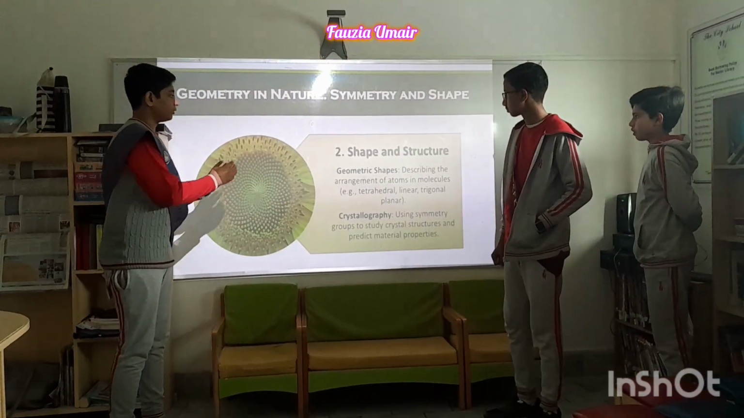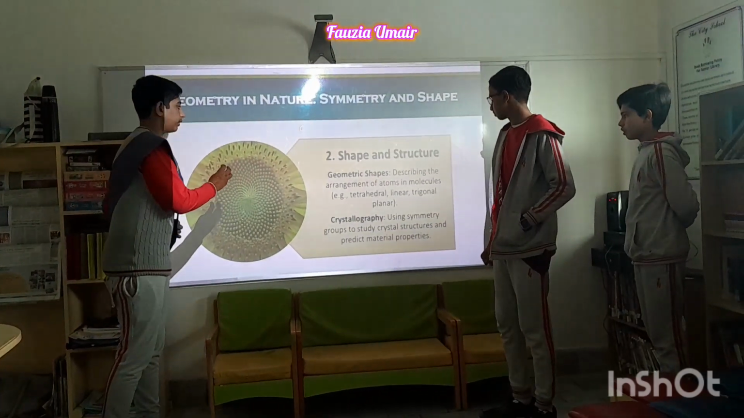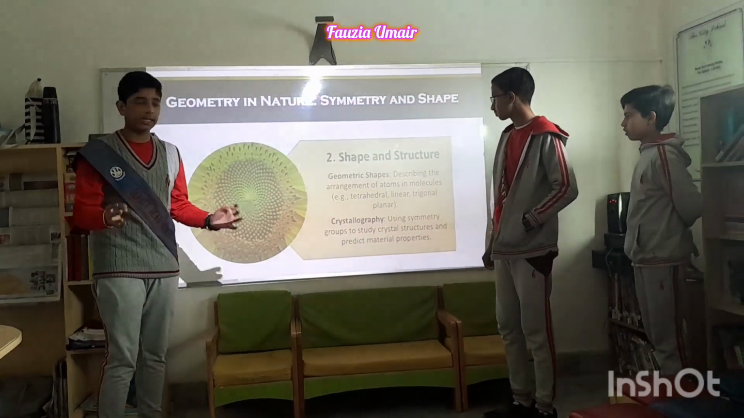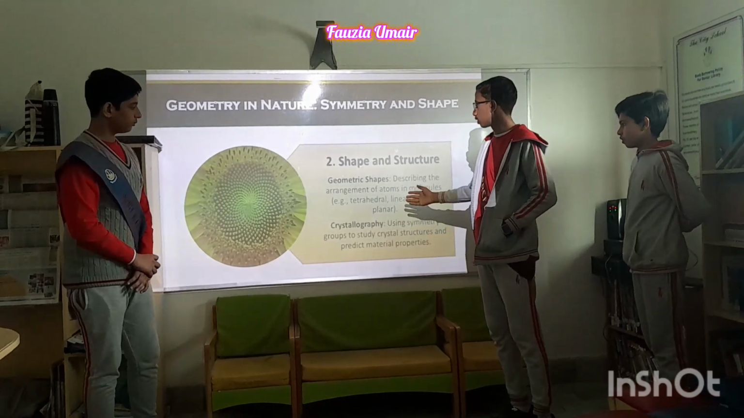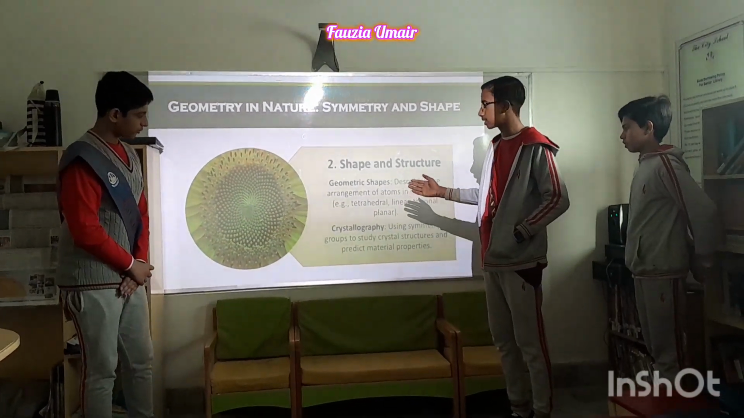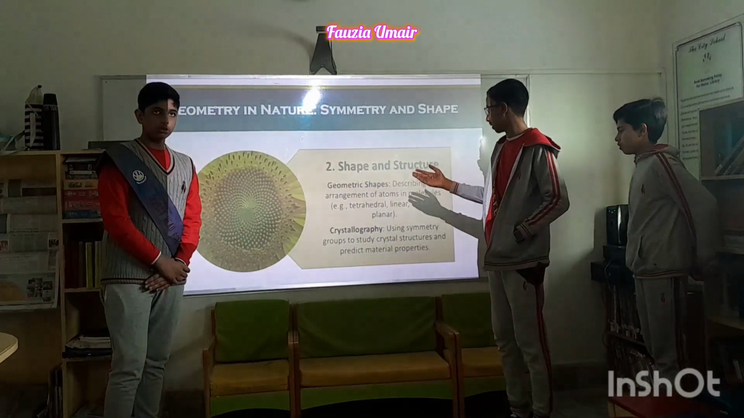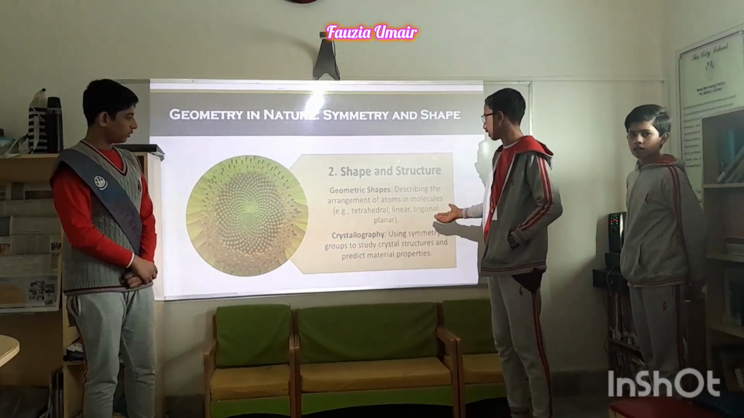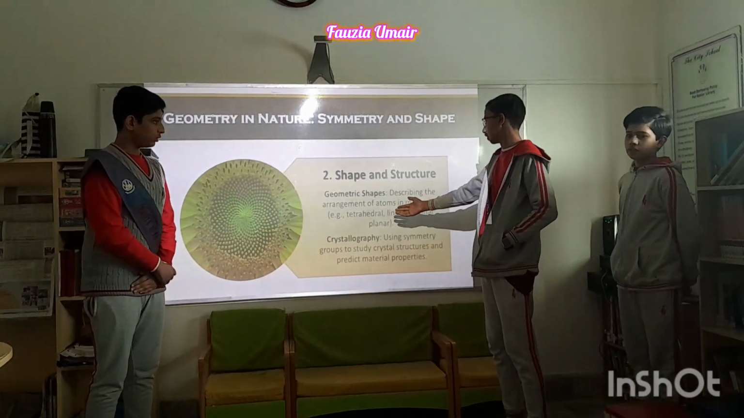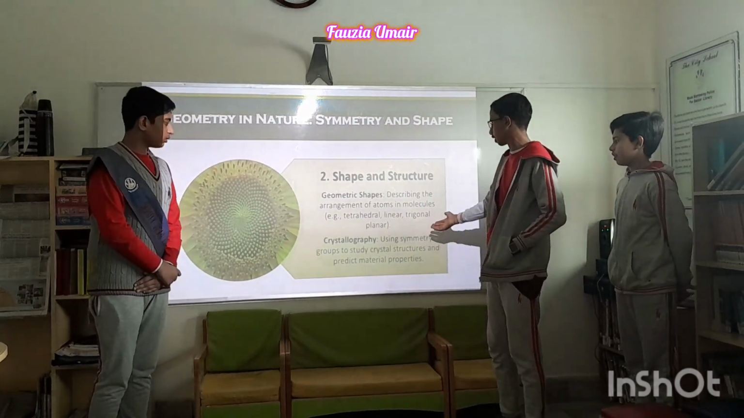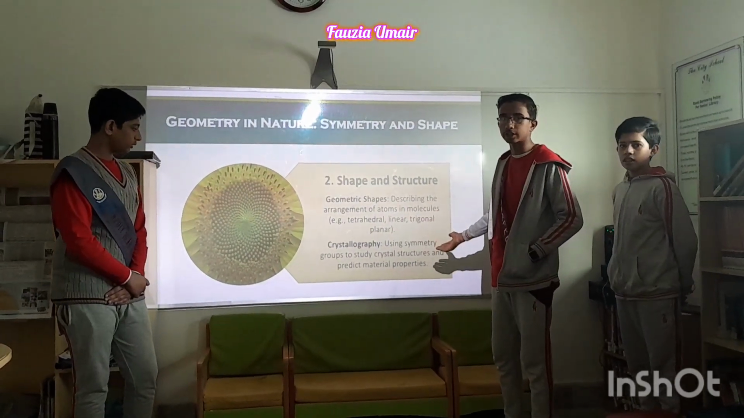Now we are going to talk about shape and structure. First of all, there are geometric shapes, which describe the arrangement of different atoms in molecules. We've already talked about geometry here, about the shapes which are basically part of the maths. But here the arrangement of atoms in molecules, like the here mentioned tetrahedral, linear, trigonal, planar are parts of science.